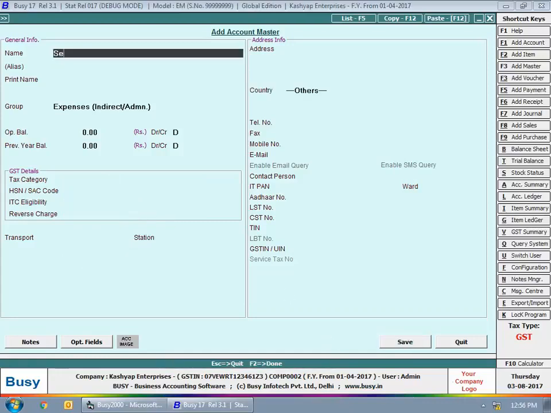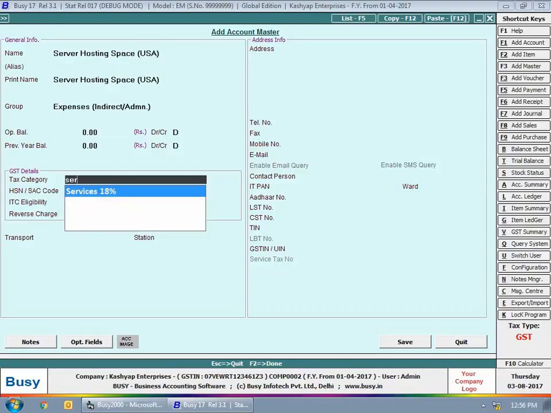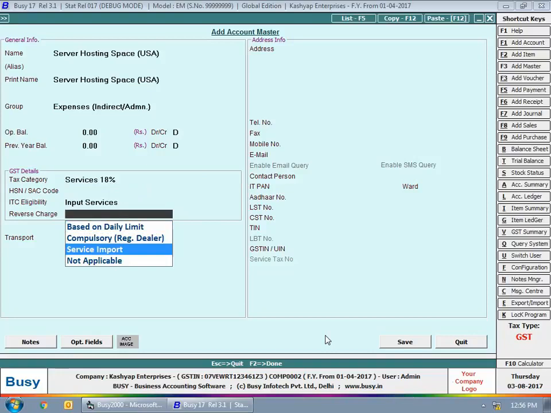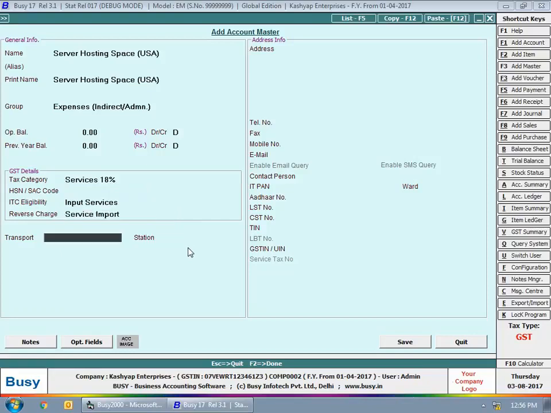Next, we'll create an account for server hosting space USA, that is, you have taken server hosting space from a company in USA. In this case we will take the tax category as services 18%, as this is the case of services. We are taking services from a company. ITC eligibility as input services. You will get 100% ITC claim on such expenses, so you will take the ITC eligibility as input services and reverse charge is service import, that is, it is the case of importing services from a company outside Indian territory. Click the save button to save this account.